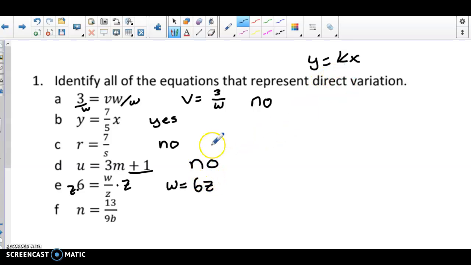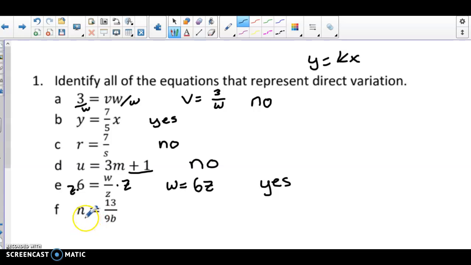I have my two variables, w and z. I have a number, 6 is my constant. This does match my y equals kx form because I have a variable multiplied by a constant. So this one is a direct variation. I just had to move some things around to get it to look like what I wanted.